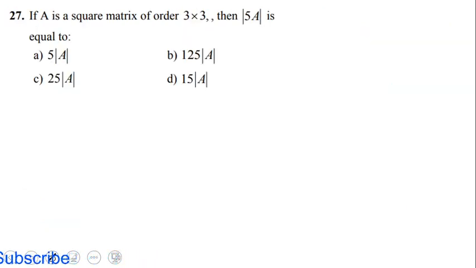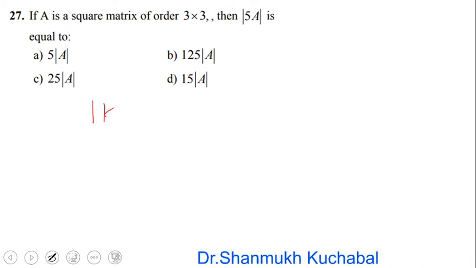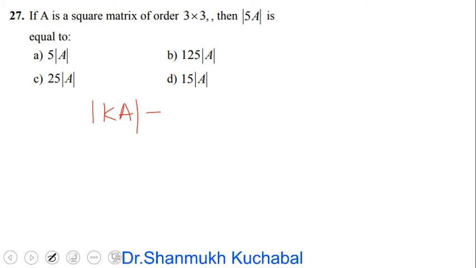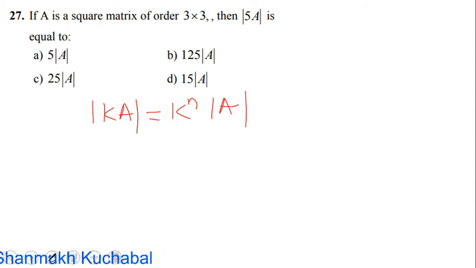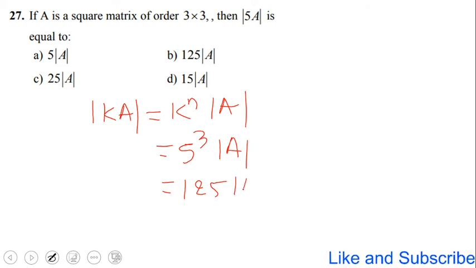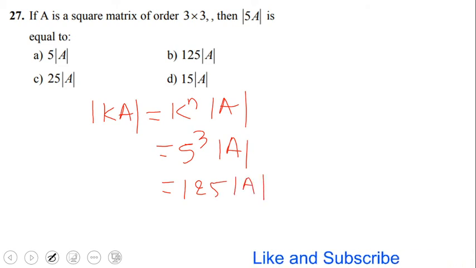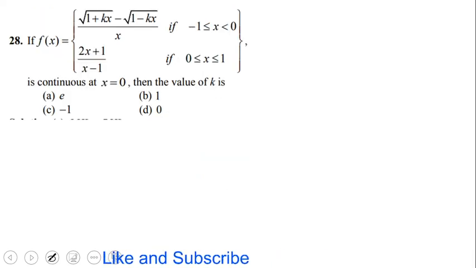The question is, if A is a square matrix of order 3 cross 3, then we have to calculate the determinant value of 5A. So the determinant of kA, I am using a formula, is k raised to n into determinant of A. Here k is 5, so we get 5 raised to 3 into determinant of A. So 5 cubed is 125 times determinant of A here. So option B is the right answer here. So like this we have to write it. Okay, we'll move to our next example.